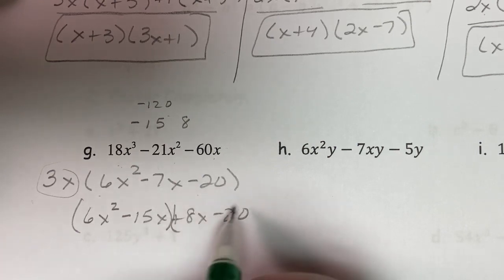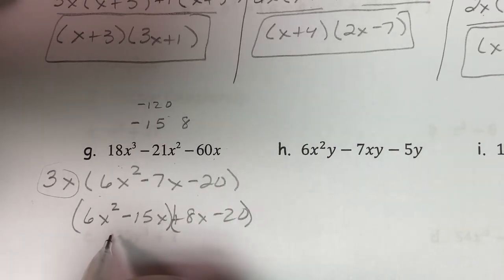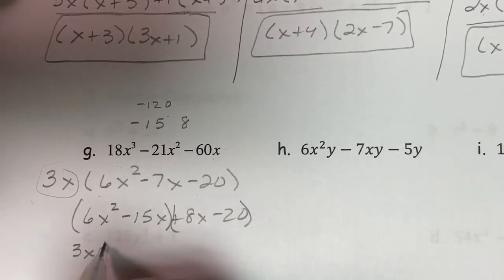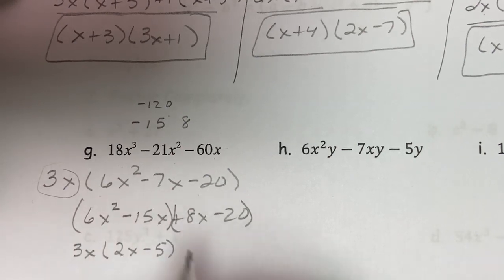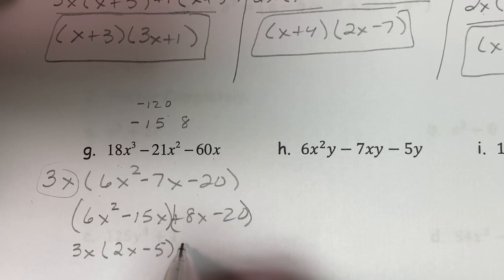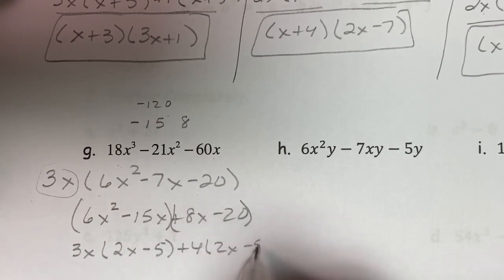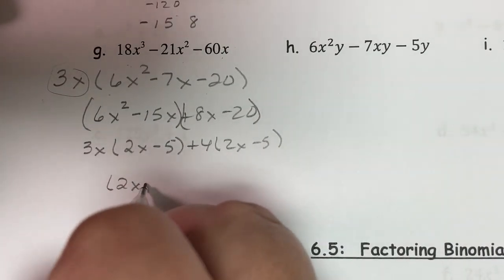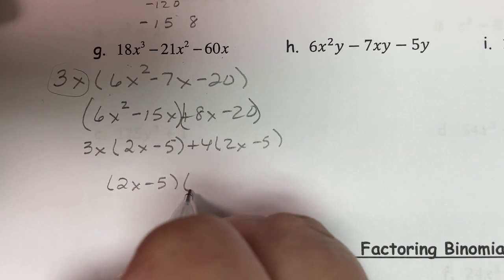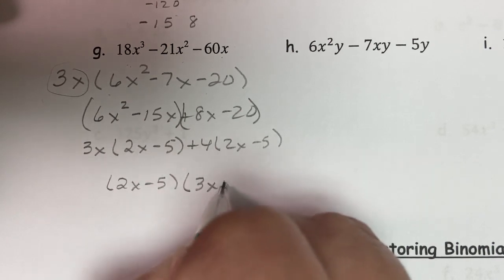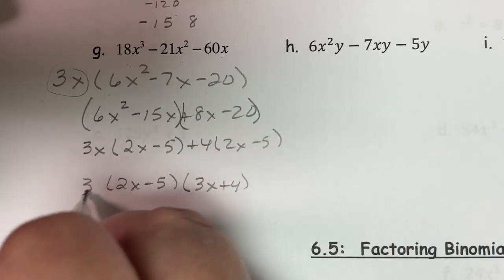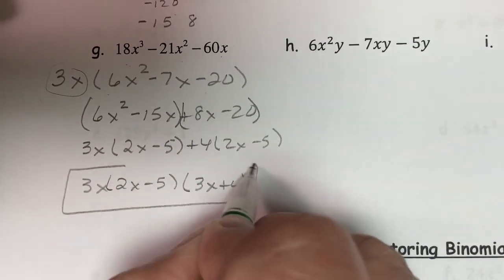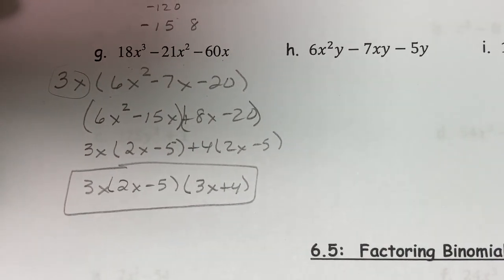Here we go. Let's group. Out of the first group, I'm going to take a 3x, which would leave me with 2x minus 5. Out of the second group, I'm going to take out a positive 4, which leaves me with 2x minus 5. So I would have 2x minus 5 times 3x plus 4. And let's not forget the original 3x that I factored out as a GCF.